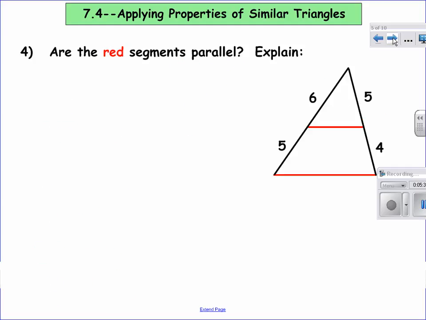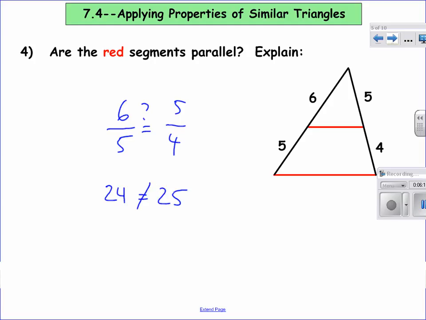All right. And one more kind of exercise we can do with this idea is basically determine, are the lines parallel? If these red lines are going to be parallel, then I must have proportionality along the sides. So let's see. On the left side, I've got 6 is to 5, and on the right side, I've got 5 is to 4. And I don't think that's going to work. So cross multiply, 6 times 4, I get 24. Cross multiply the other way, 5 times 5 is 25.